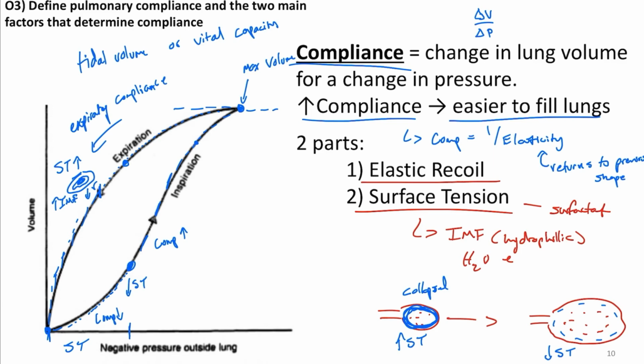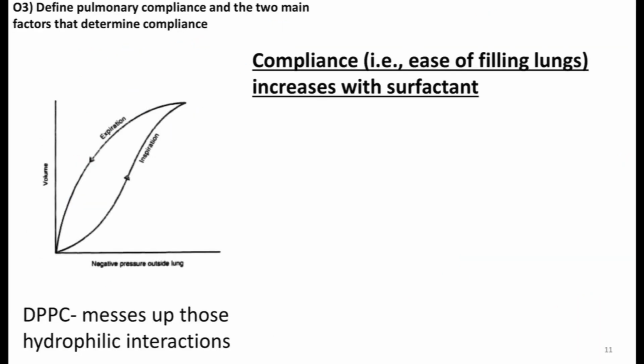But now let's actually get into how surfactant plays its role in the surface tension. So now let's talk about surfactant's role in the compliance. Compliance is the ease of filling the lungs, and that is going to be increasing with increasing amounts of surfactant. So what is surfactant? As the professor talked about it, it is lipophilic molecules made by the type 2 pneumocytes, and the idea is that they are going to disrupt the hydrophilic forces that are normally present in alveoli. So, disrupt hydrophilia.